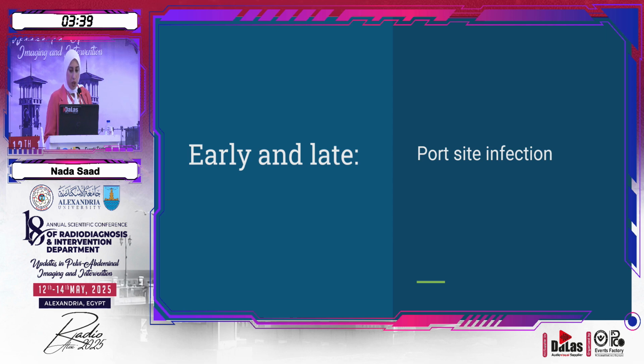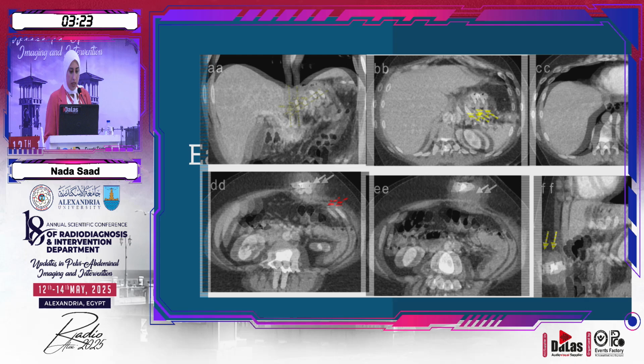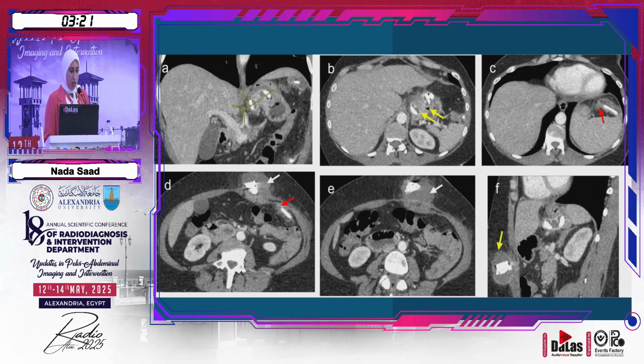Port site infection. As I said before, in the gastric banding, the gastric band is connected through a tube to a subcutaneous reservoir or port in the subcutaneous tissue. So the subcutaneous port site can be infected. In this patient, showing displaced or misplaced gastric band with a loculated fluid collection tracking along the tube towards the subcutaneous tissue.